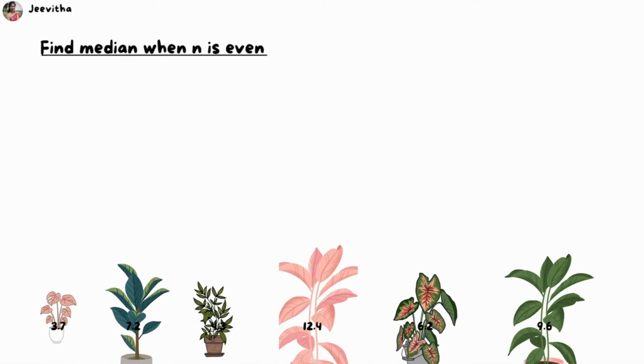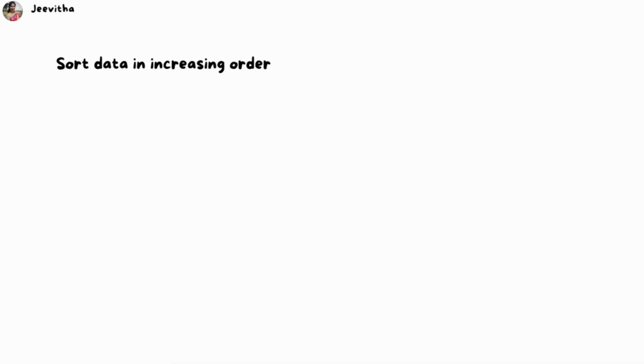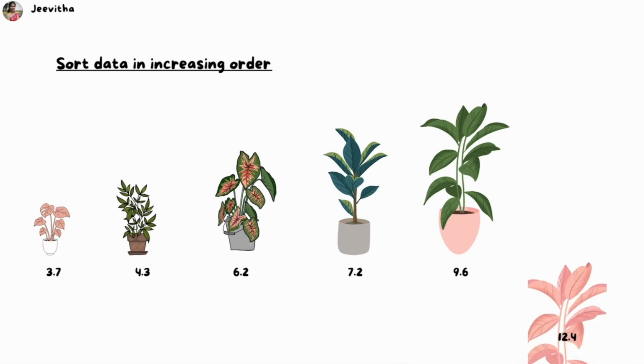Let's see how to find the median when the number of observations is even. So clearly we have different plans. I need to find the median value in this data. The very first thing, we need to sort this data in increasing order, that is from smallest to highest. Let me try to arrange them in increasing order.